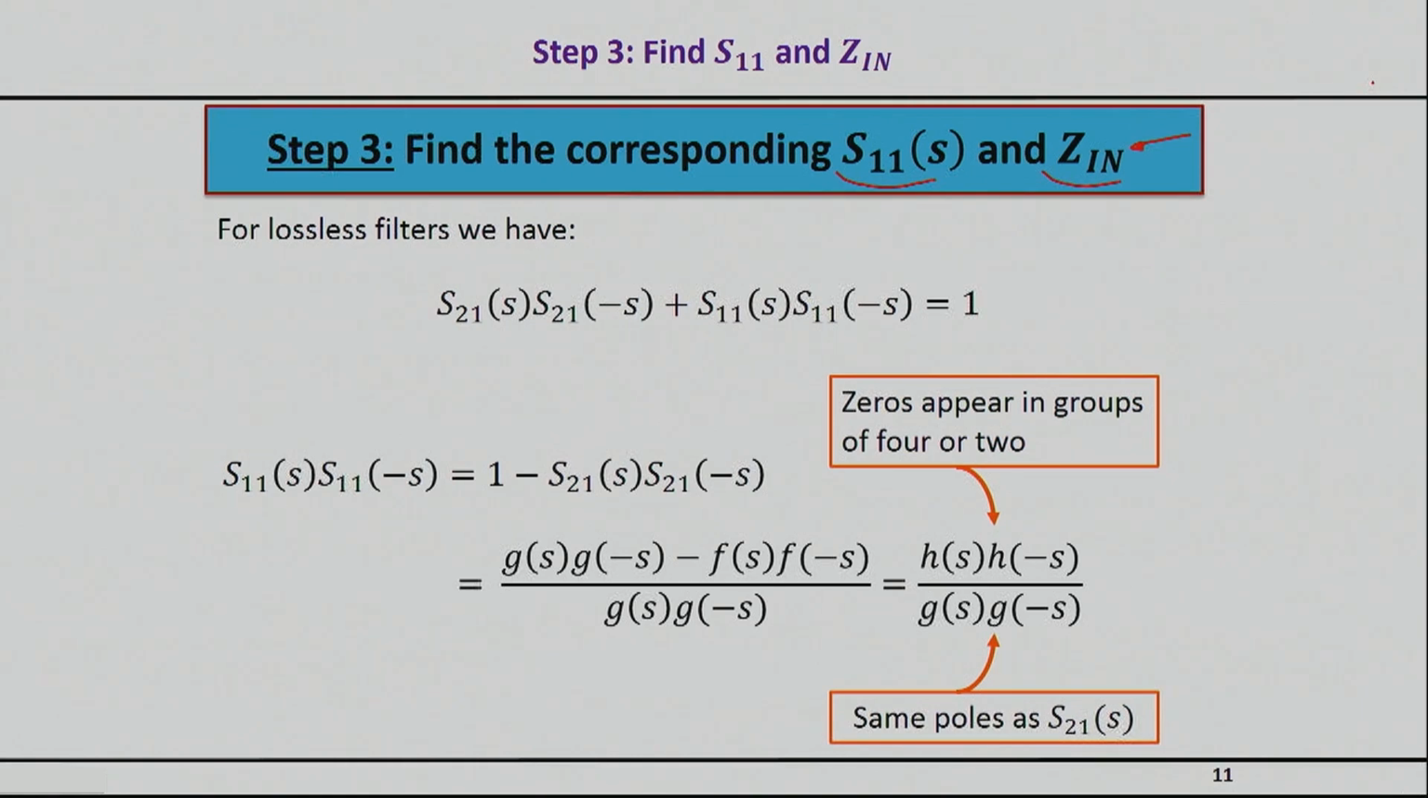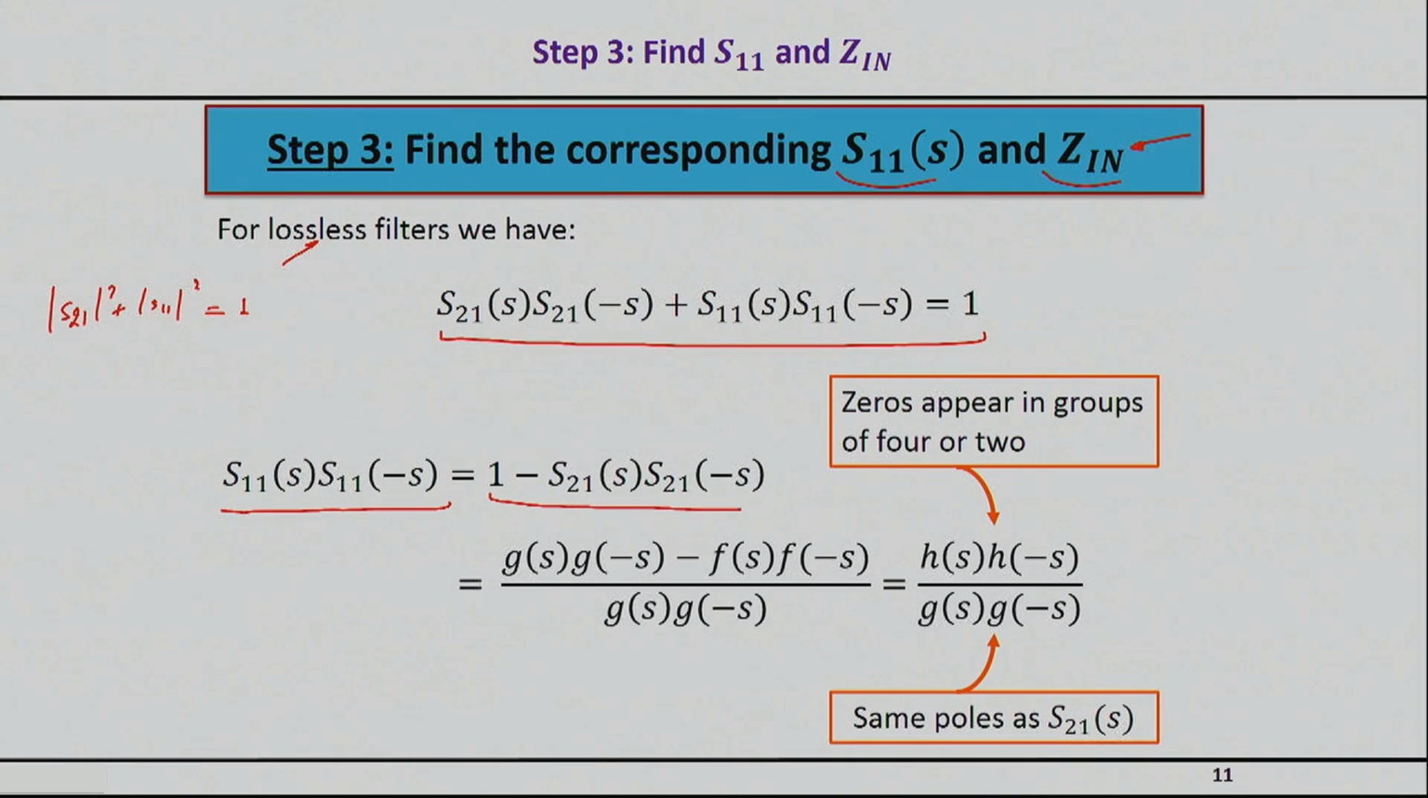I do know the S21, and in the amplitude domain, I know that S21 squared plus S11 squared should be equal to 1 if I have a lossless filter. And we will assume we will have lossless filters, at least low loss filters, and that means if I translate this equation now to the S domain, I basically must satisfy this requirement right here. And so it's really that equation that will help me find the unknown S11. So the S11 of s times S11 of minus s is basically a function of what I already know.